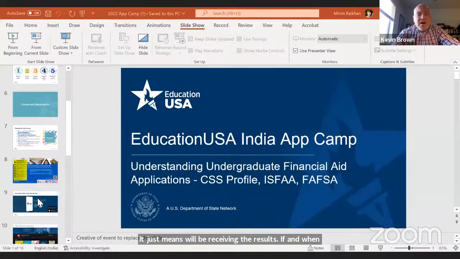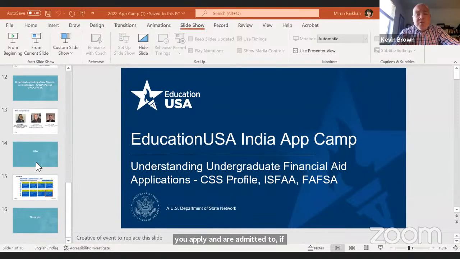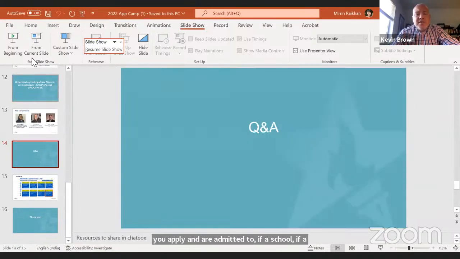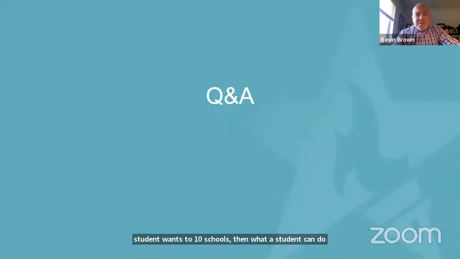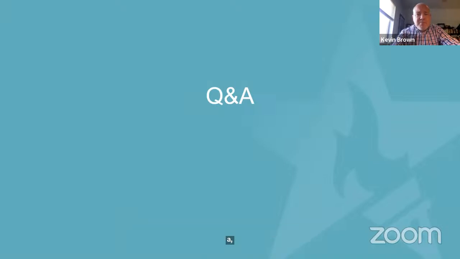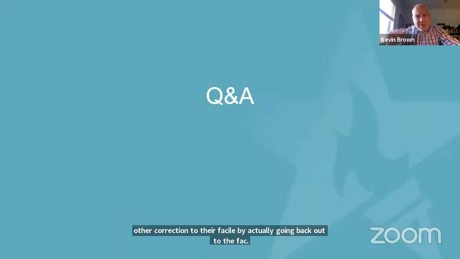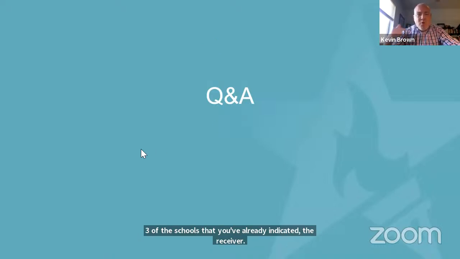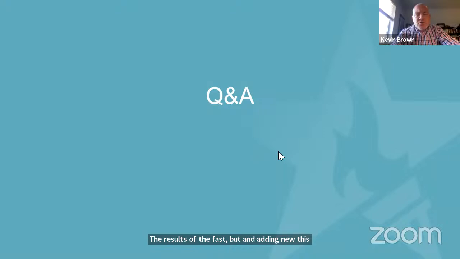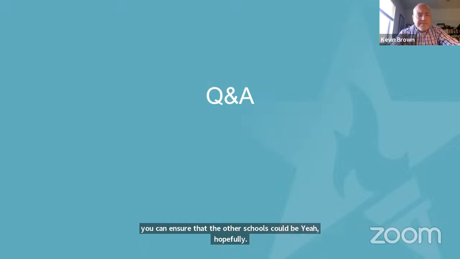If a student wants to submit more than 10 schools, I mentioned earlier in my presentation that people can go ahead and make a correction to their FAFSA. A student can make another correction to their FAFSA by going back to the FAFSA that's already been submitted and eliminating 1 or 2 or 3 of the schools that you've already indicated to receive the results of the FAFSA and adding new ones to it. This way you can ensure that the other schools could receive the results of the FAFSA as well. Hopefully that helps. Thanks, Kevin.